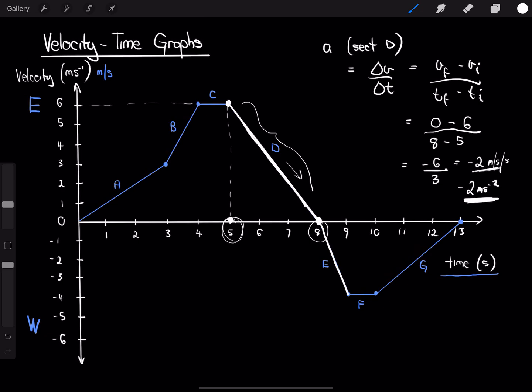Okay, so there's just a couple of examples of how we can use the gradient of the velocity time graph to work out the acceleration. In the final screencast, I'm going to show you how we can actually work out the displacement by using a velocity time graph.